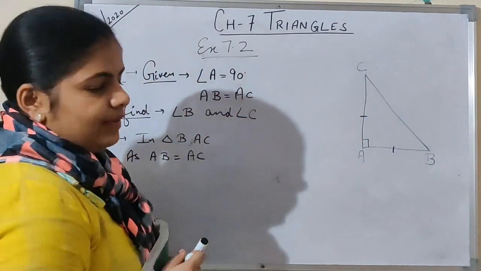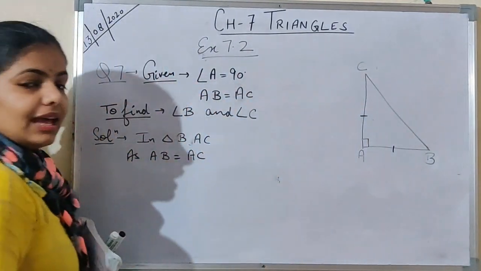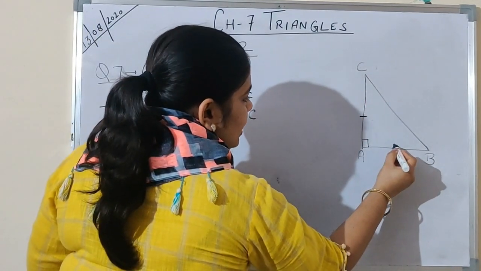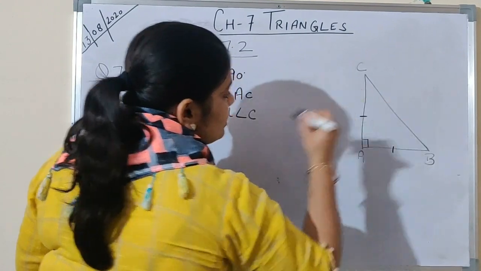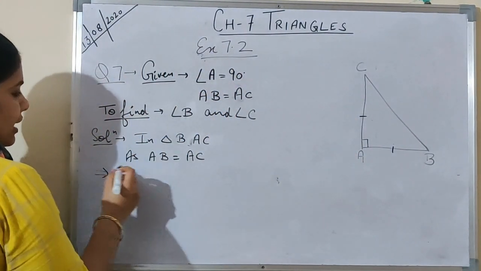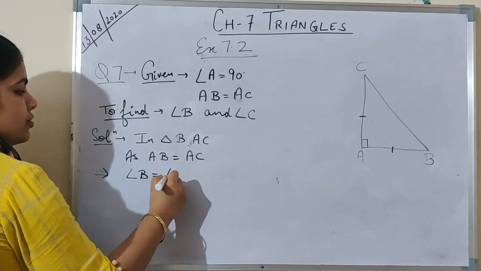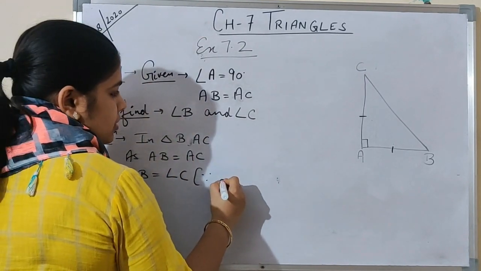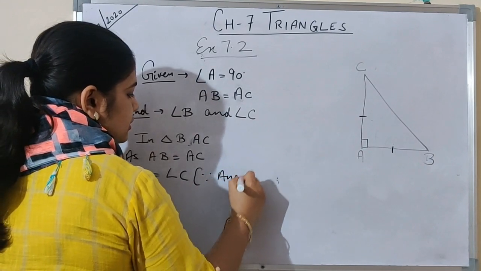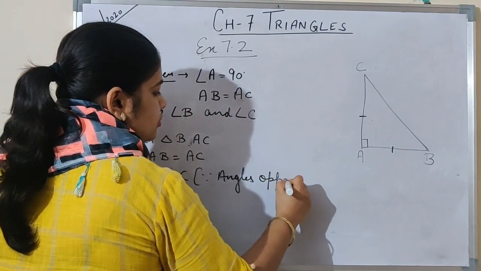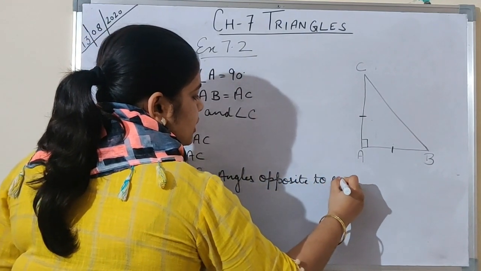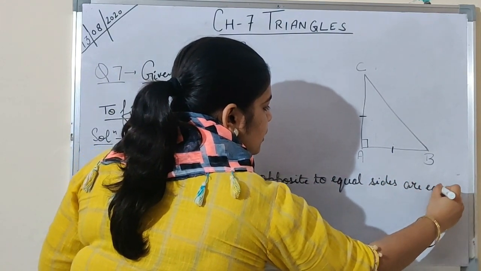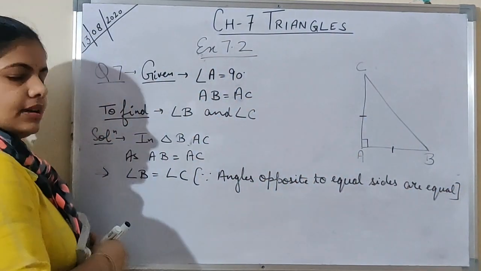Now, as you all are aware, if two sides are equal, then the angles opposite to these two sides will be equal. So you can observe here that the angle opposite to AB is this one and the angle opposite to AC is this one. So I can write over here that angle B is equal to angle C, because angles opposite to equal sides are equal over here. Is this clear?